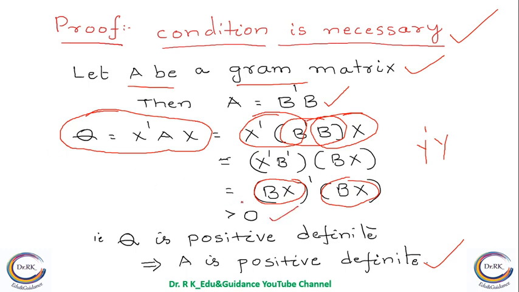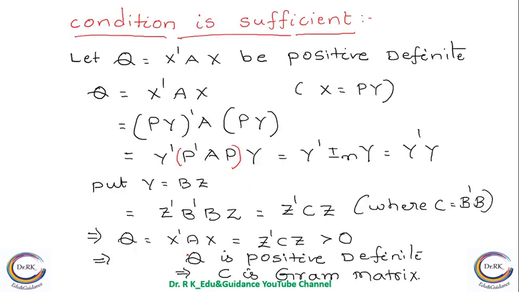So therefore Q is greater than 0. That means Q is positive definite. So when Q is positive definite, then obviously its corresponding matrix is also positive definite. So this is the necessary part. So next is sufficiency. Right?